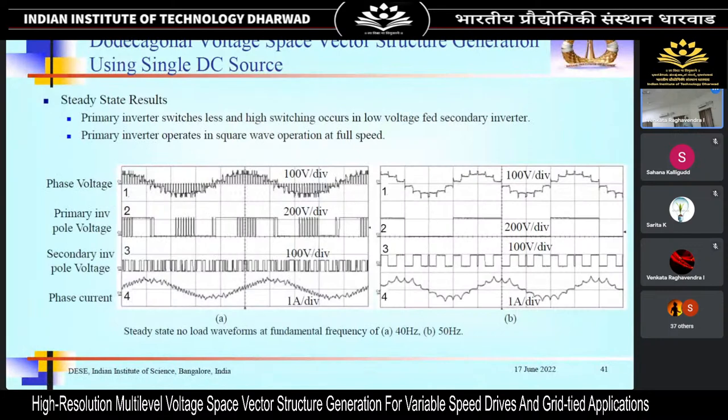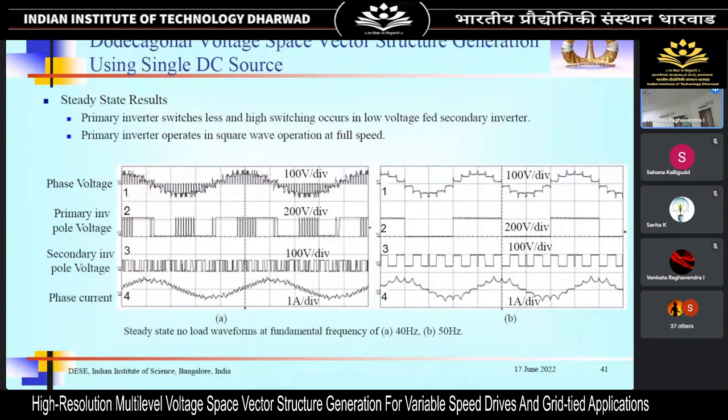So see the waveform. If you see this waveform, this is the phase voltage. Instead of six-step mode operation PWM, it's a constant PWM mode operation. See, the main primary inverter is switched less compared to the fundamental frequency. Most of the switching is transferred to the lower voltage capacitor inverter. So this is the current wave. And at the same time, this main inverter can go to the six-step mode operation, square wave mode operation. But the resultant is a consequence of this one.